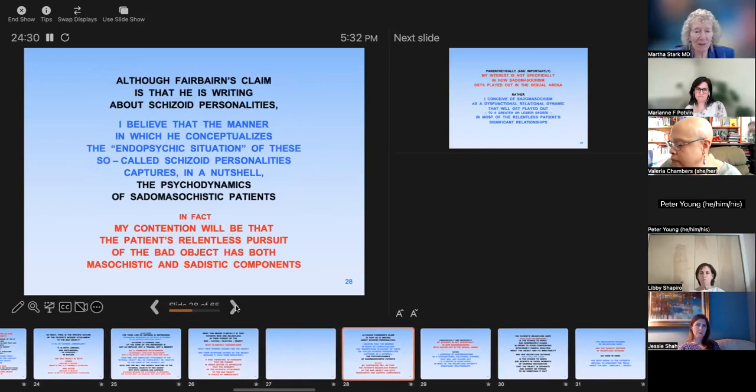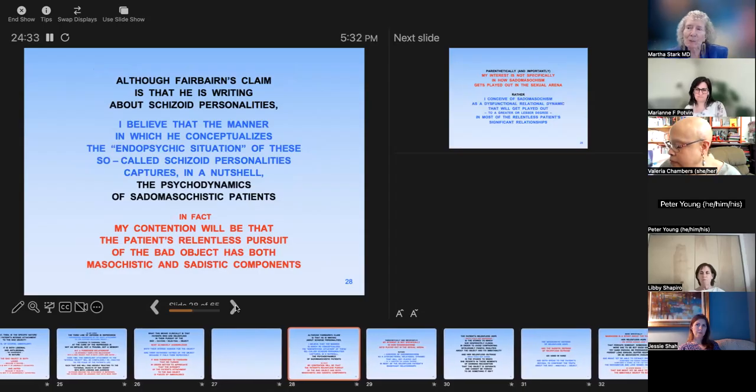Although Fairbairn's claim is that he's writing about schizoid personalities, that's his thing, I believe that because he's talking about intense attachments to the internal object, which then get projected and played out and reenacted on the stage of one's life, the manner in which Fairbairn conceptualizes what he calls the endopsychic situation of these so-called schizoid personalities captures in a nutshell the psychodynamics of sadomasochistic patients.